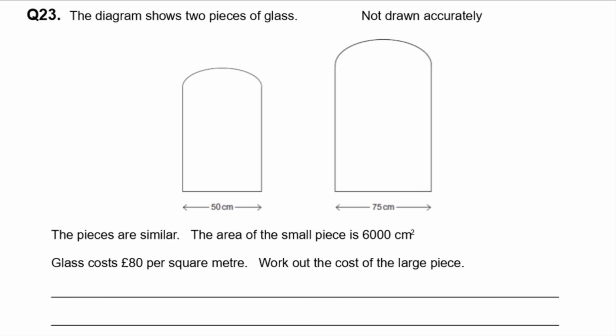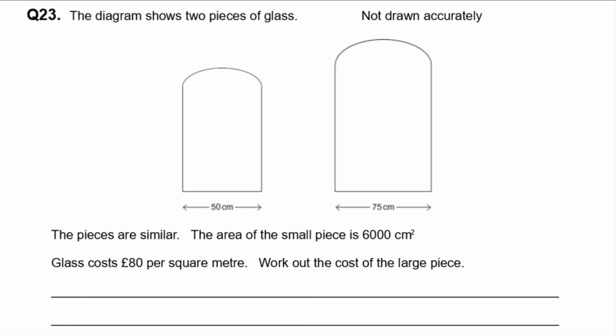Question 23, the diagram shows two pieces of glass. The pieces are similar. The area of the small piece is 6,000 square centimeters. Glass cost £80 per square meter. Work out the cost of the larger piece. Okay, so this is a very similar question to the last one. We've been given the two matching sides, so we can work out the ratio of their sides, and then we can use that to find the ratio of their area.